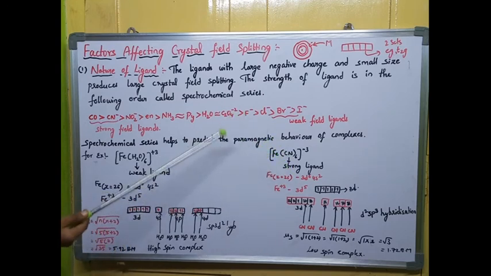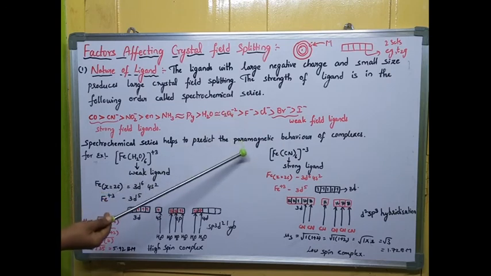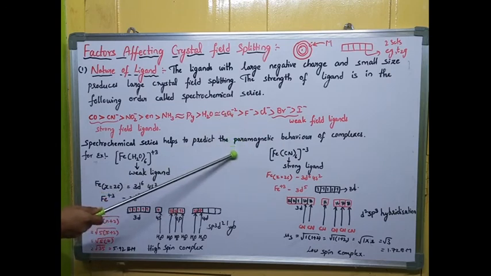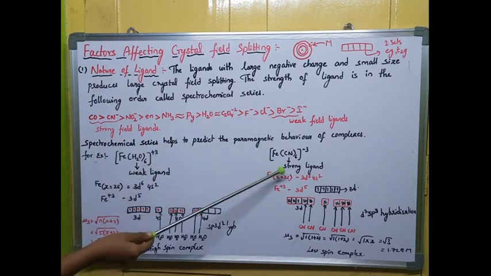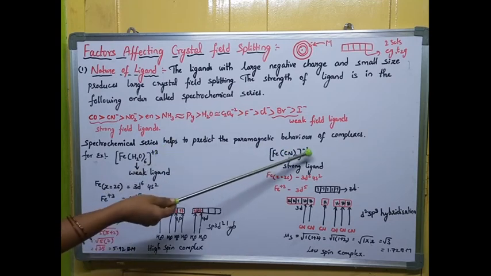Already we know what a paramagnetic substance is: a substance which consists of unpaired electrons is paramagnetic. I'm giving these two examples. You can see here, iron has two complexes: one is an aqua complex, another is a cyano complex. In the aqua complex, the oxidation state is +3, and in the cyano complex also, if you calculate the oxidation state, you will get +3.